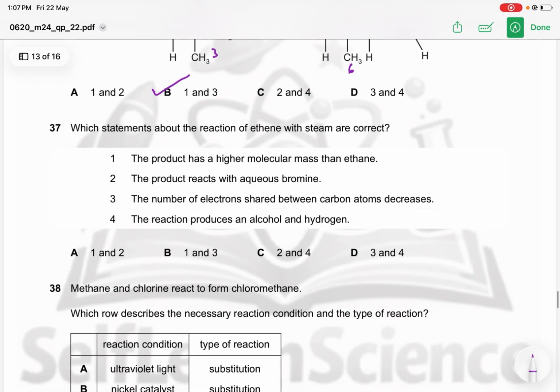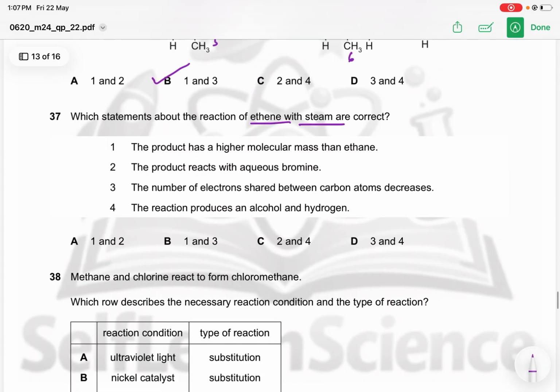Next, 37. Which statements about the reaction of ethene with steam are correct? Ethene and steam, they both react to make alcohol. The product has a higher molecular mass than ethane. Then the product reacts with aqueous bromine. No. Alcohol is being formed which has a carbon-carbon single bond, and it does not react with bromine.